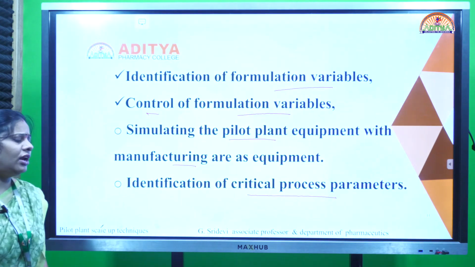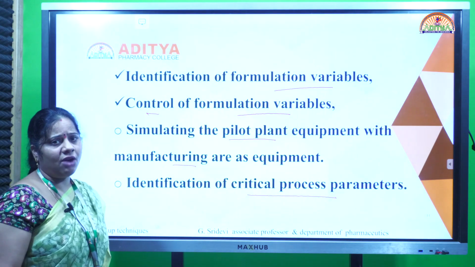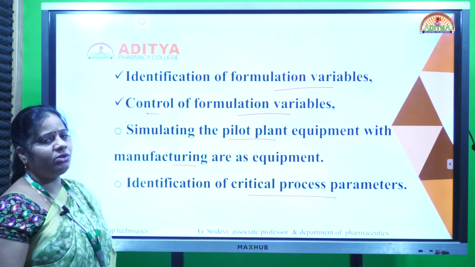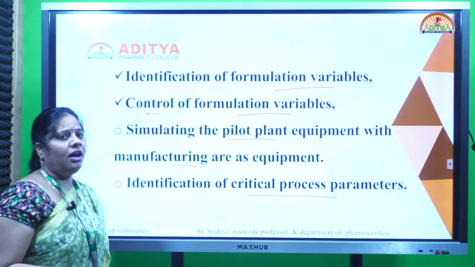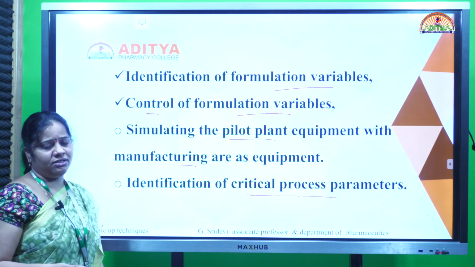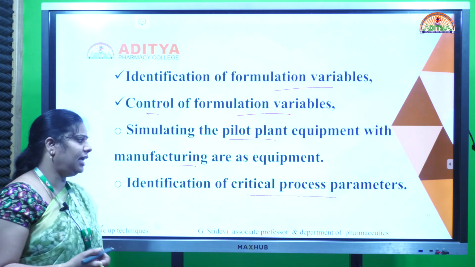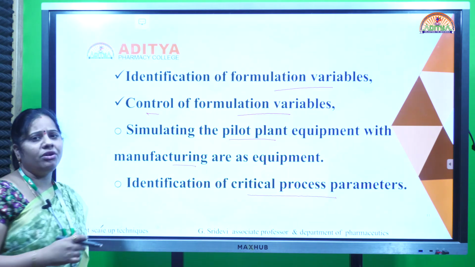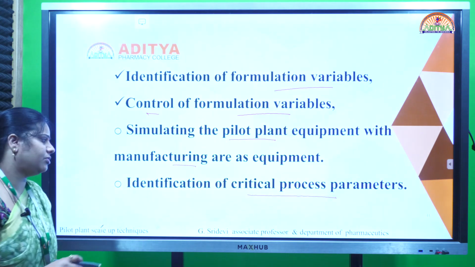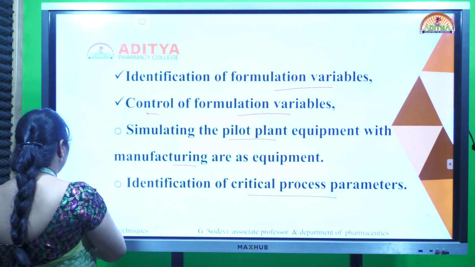So what we said already: what type of temperature they have to set, what type of speed they have to set, and what type of pressure they have to set. Such critical process parameters they identify initially, and according to that they set them during the production process. So these are the things we are going to study.